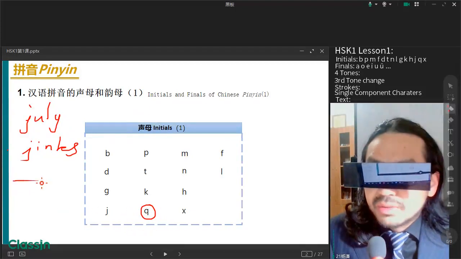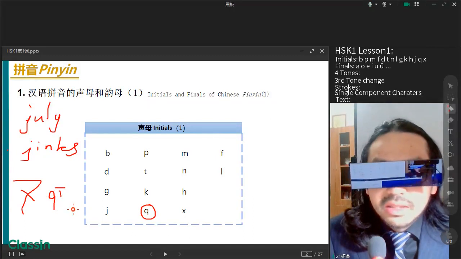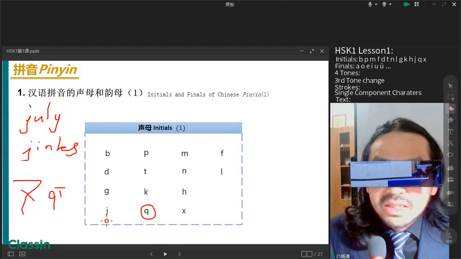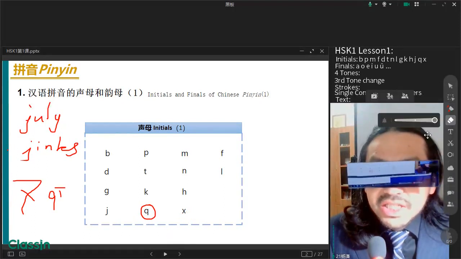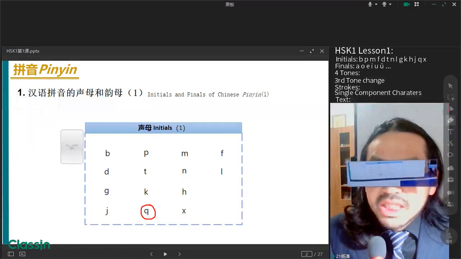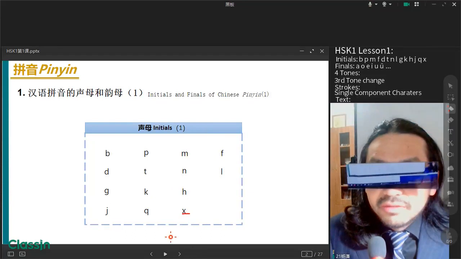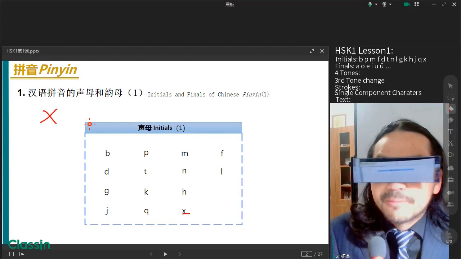Qi, for example, you say this letter 7. Okay? You say qi, qi, yi, qi. And this is ji, ji, qi. Okay, next one is xi, xi, xi. For this X, it's a typical letter in Chinese.